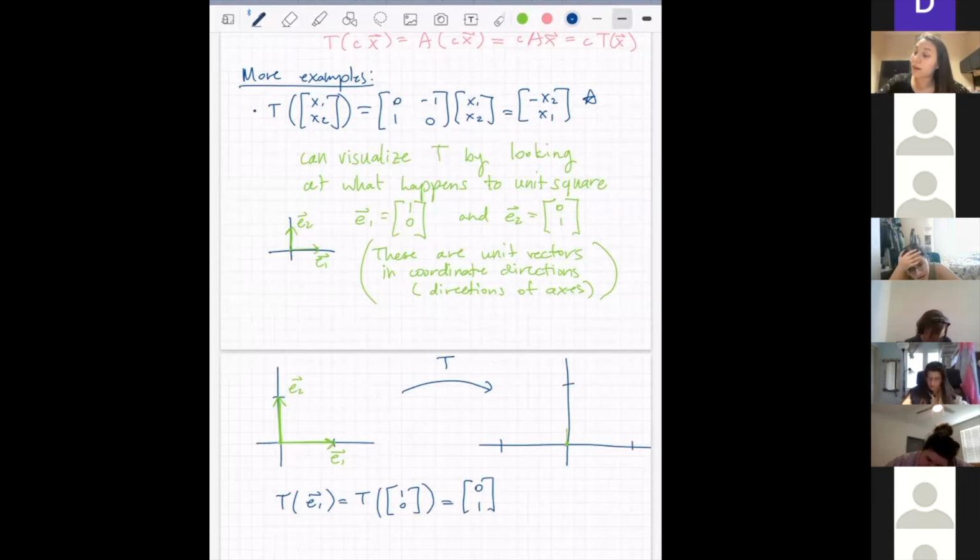Pardon me. I'm a little confused as to how you're doing T of 1, 0 equals 0, 1. I'm using this formula up here. So if you have x1, x2, it ends up being minus x2, x1. Okay, thank you. Okay, cool. Sorry, I was making it more complicated than it actually was. Right, yeah, that's fine.